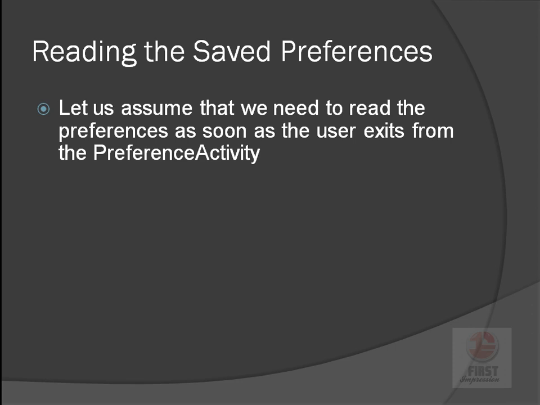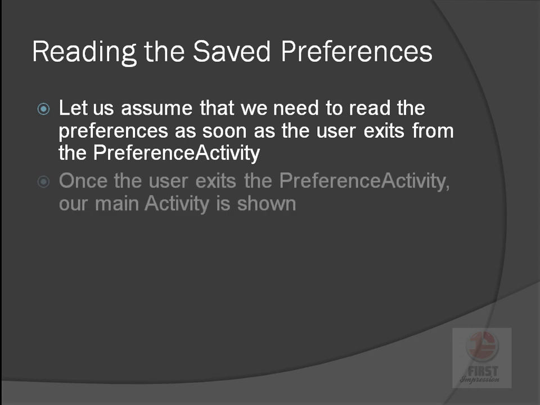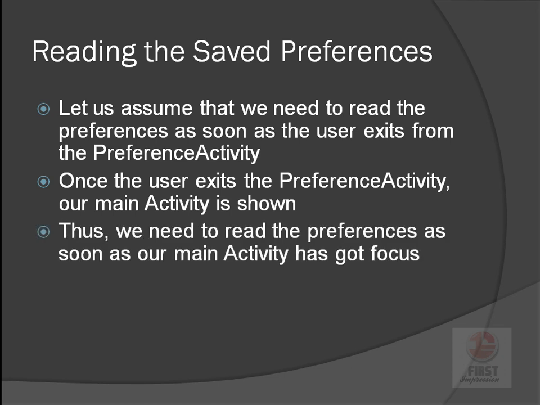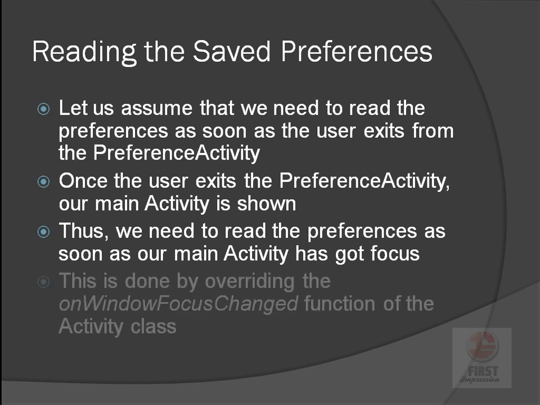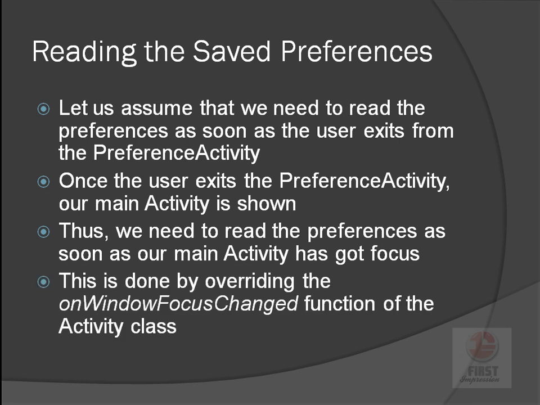That is, whenever we click on launch preferences, the second activity will be called, and inside the second activity, we will change the preferences and press the back button. So whenever the user exits from the preference activity, we have to read the preferences. Once the preference activity is exited, the main activity is shown. Inside the main activity, we have to read the preferences as soon as the main activity has got focus. This is done by overriding the on window focus changed function.